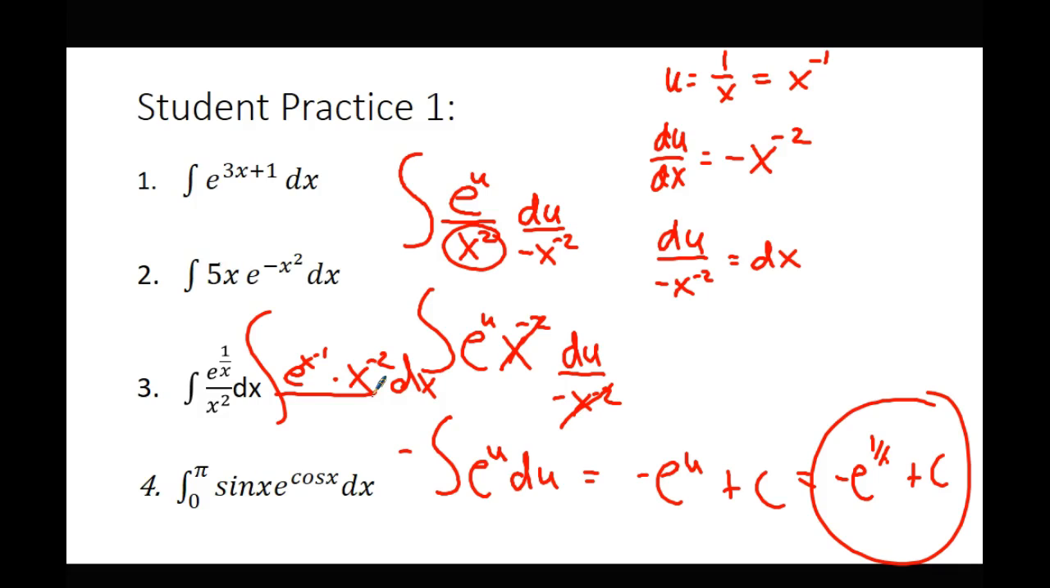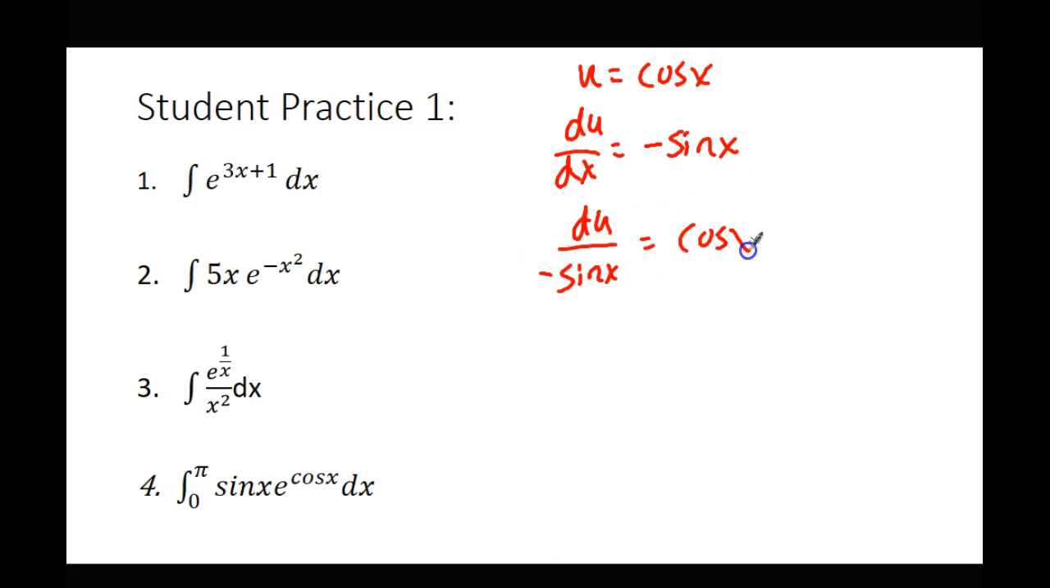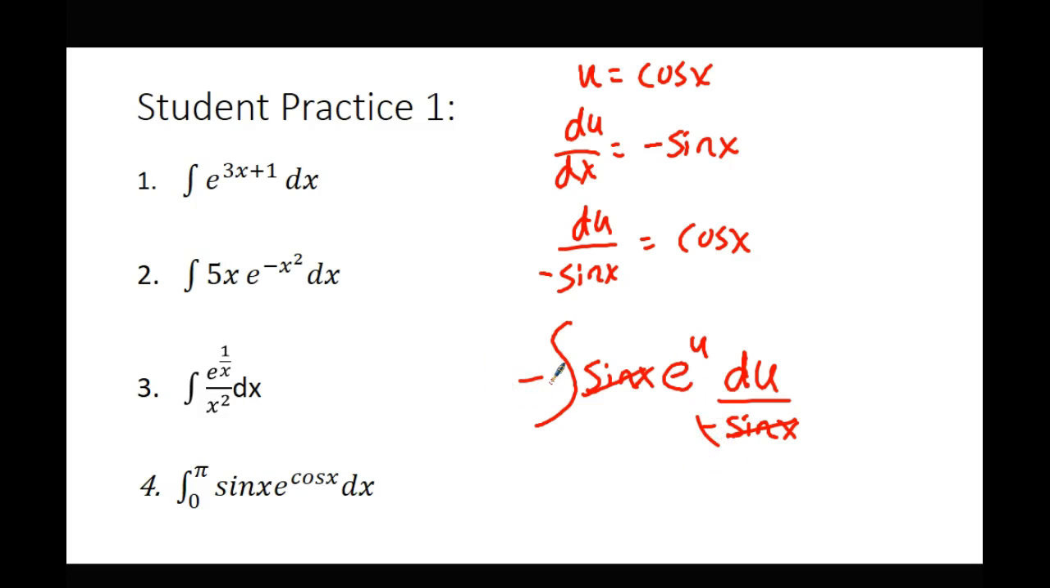All right. Let's go ahead and take a look at our last one there. So what's our u on number 4? Cosine, right? And what's the derivative of cosine? Negative sine, right? Okay, so we have integral sine x e u du over negative sine x. The sine x's go away. And I'm also going to take that negative out and throw it to the front.